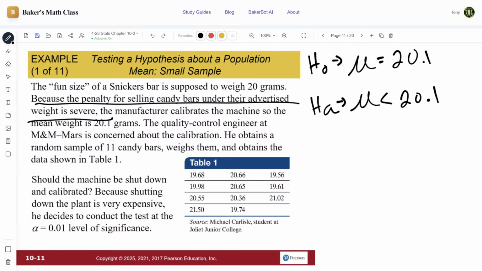Now, in this problem, they don't give you the sample mean and sample standard deviation. What do they give you? They give me the table of 11 candy bars. He randomly grabbed 11 candy bars off the line and weighed them. So we've got 11 candy bars. All right? So what's the problem based on the rules for hypothesis testing?